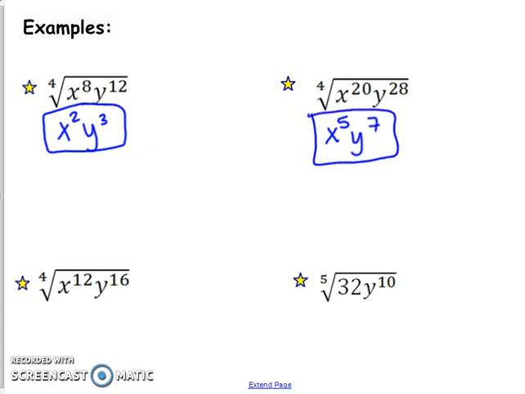Okay, so here we have 12 divided by 4 is going to give me x cubed. 16 divided by 4 is going to give me y to the 4th. And with the last one, we have a number.